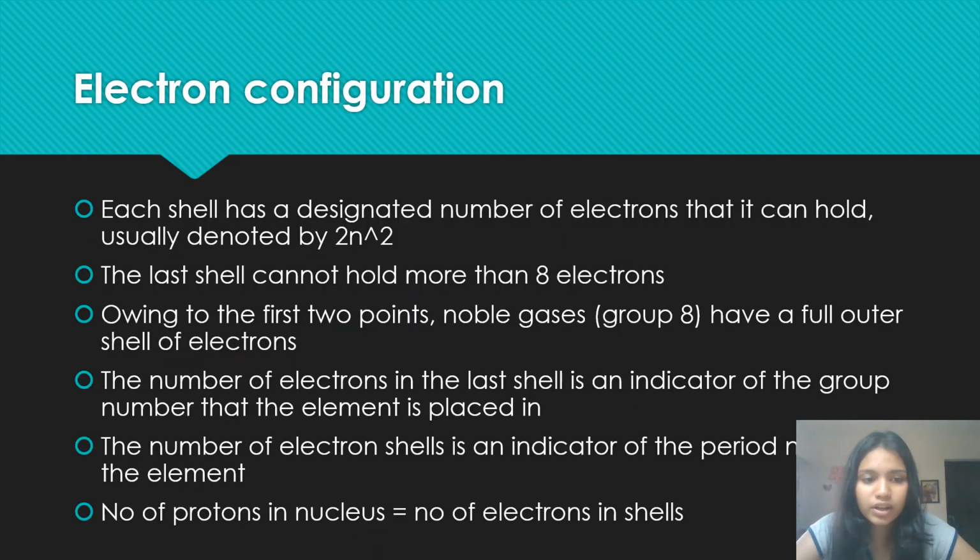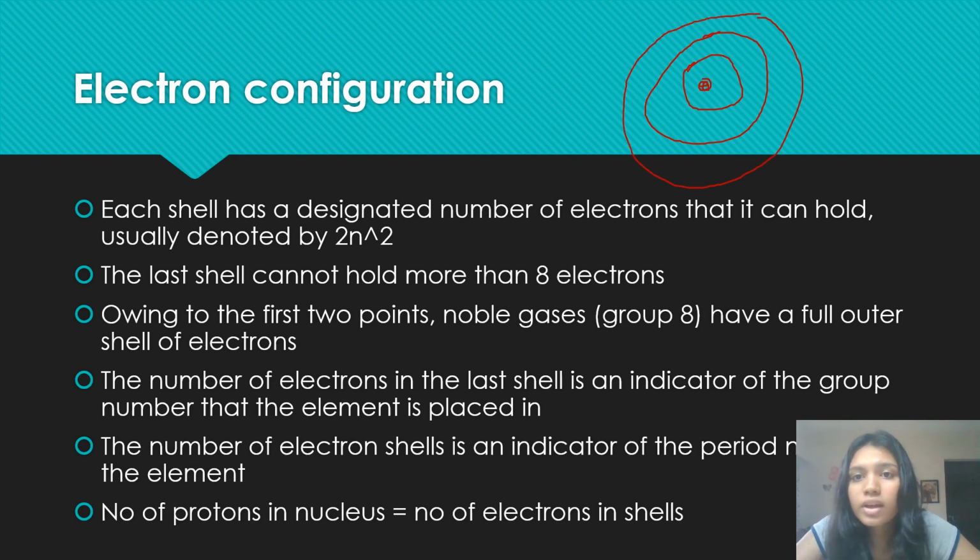Okay, so now electronic configuration. As we discussed, electrons orbit the nucleus in shells. Each shell has a designated number of electrons that it can hold. So let's say this is the nucleus of an atom. This is shell number 1. This is shell number 2. This is shell number 3. Each shell 1, 2, and 3 can hold a specific number of electrons and not more than that number. They can never hold more than that number.